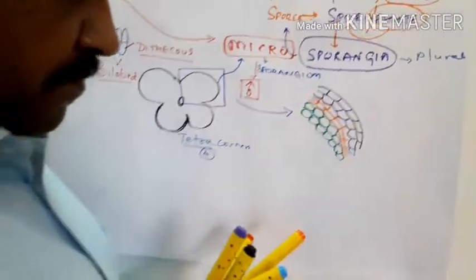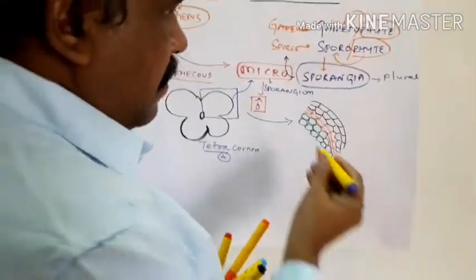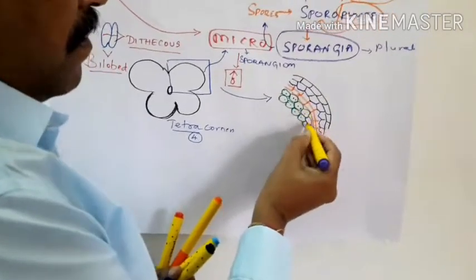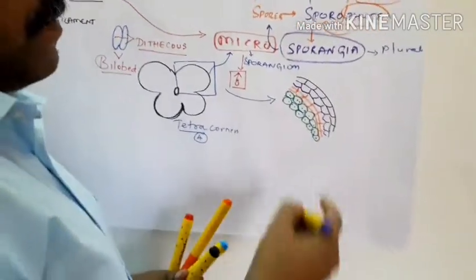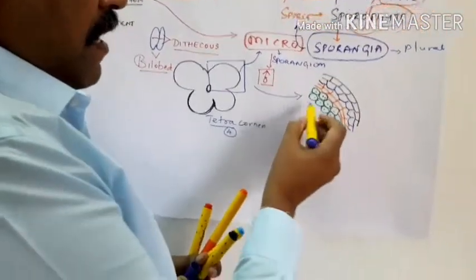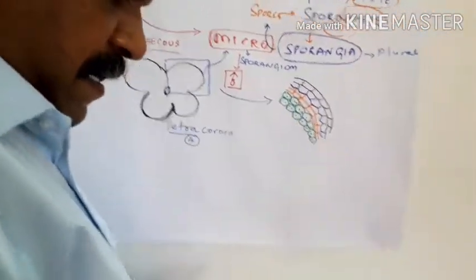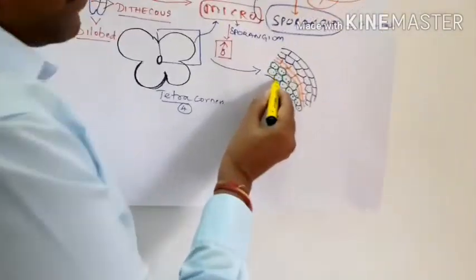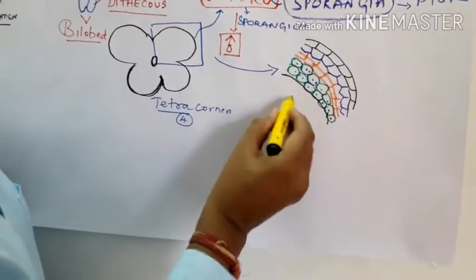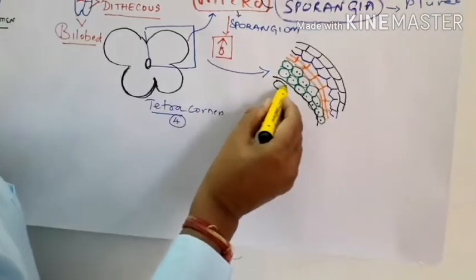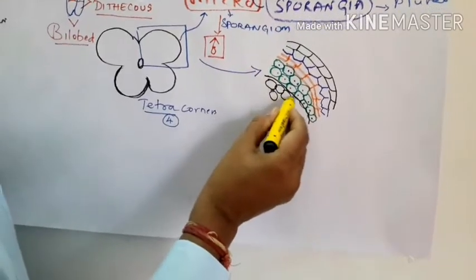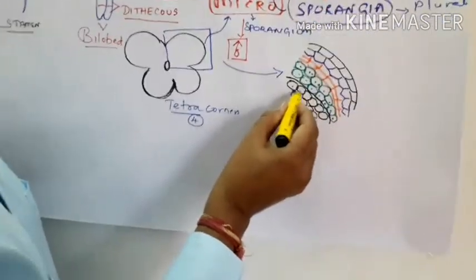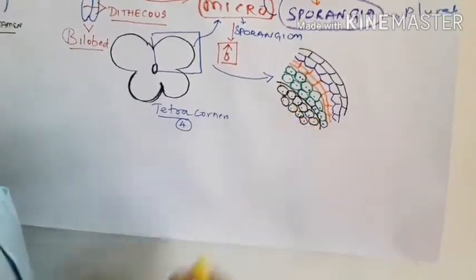Another layer is present here. Sometimes it is also binucleate. So we have these 4 layers, and inside this, what will you find? Inside this is enclosed some other group of cells here. Is it clear, children?